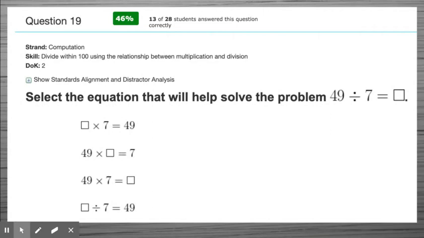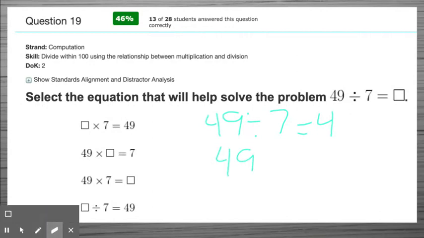The way that I find is the easiest is to write out my fact families. So I already have 49 divided by 7, and I'm just going to write that out again because I want to see that I have all 4. Since I started with division, I'm going to go ahead and write another division. I should not have said 4. It should be a blank line. So 49 divided by something equals 7.